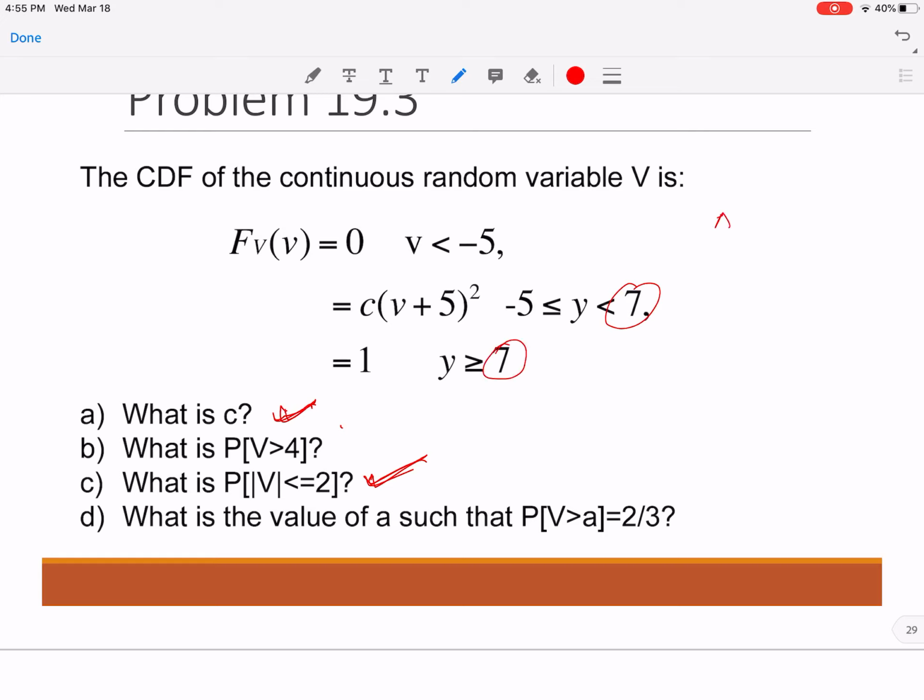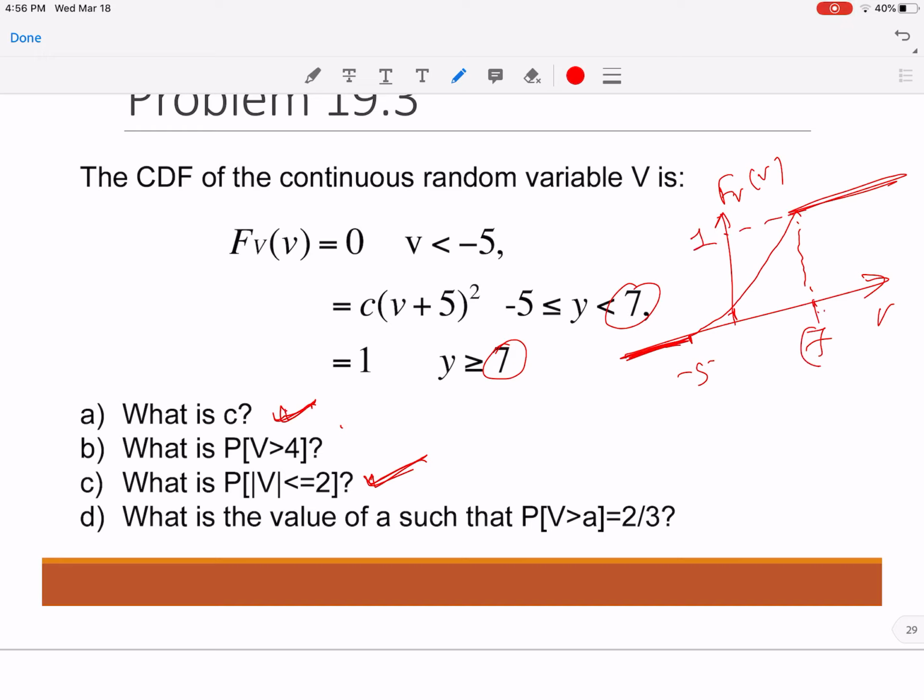So if I were to plot F of v here, the plot is going to look something like this. It is 0 for v less than -5, then between -5 and 7, it's taking some sort of a parabolic shape, and after 7, it's equal to 1. Now, this point right here, 7, appears to be a point of discontinuity, but there is no discontinuity in the shape of a CDF of a continuous random variable.